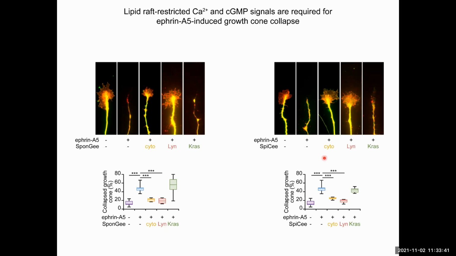Similarly, the calcium signals important for the collapse of the growth cone downstream of ephrin A5 are located in lipid raft, because the lipid raft-targeted calcium sponge is sufficient to prevent this collapse, but not the KRAS-targeted one. So preventing calcium signaling in lipid raft is sufficient to prevent the growth cone collapse, but preventing calcium signaling outside lipid raft doesn't affect the collapse.